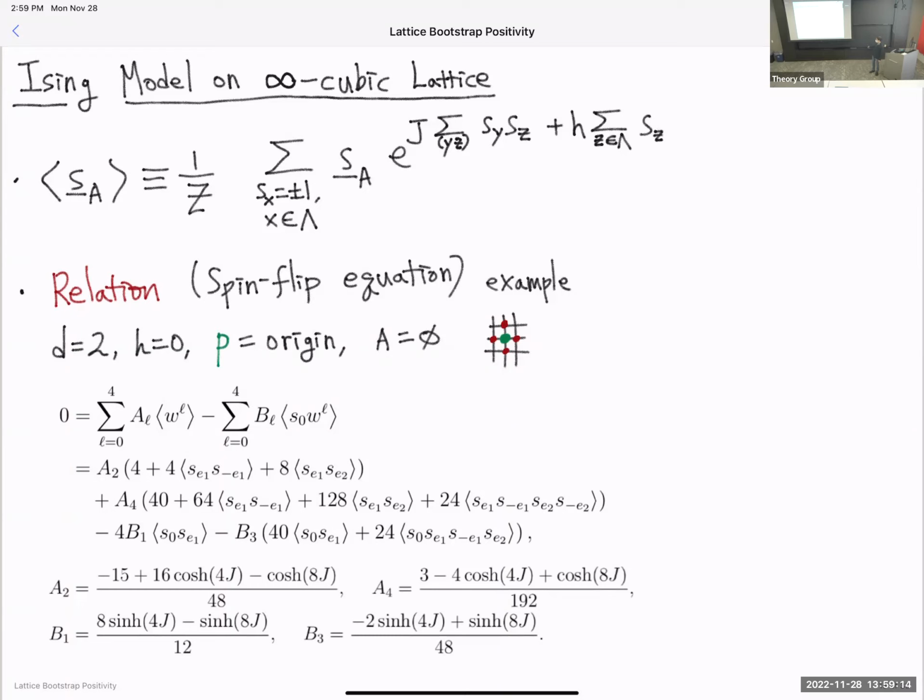So here, A and B's are some coefficients, some numbers which depend on the coupling J. But you see, there are all these spin correlators. Okay. By the way, I already made use of the symmetry in writing this. And you can see that not all these spin correlators, which seemingly look different, are independent of each other. They should satisfy this linear equation.